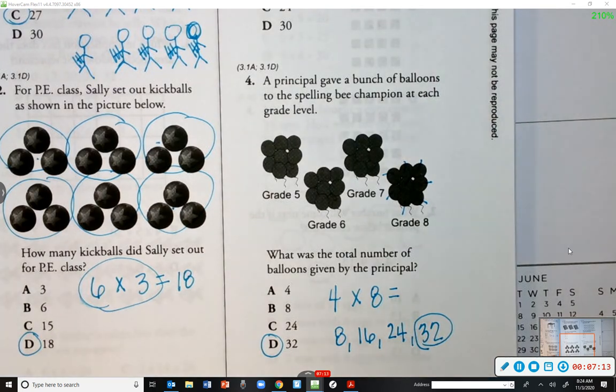Is multiplication getting easier? Y'all like it? Yes, okay, it's good. It's so easy for multiplication.